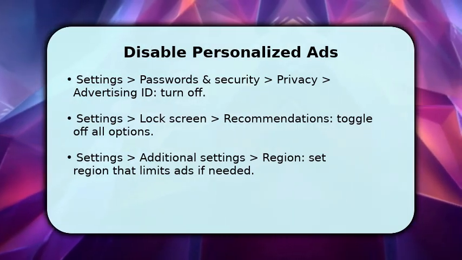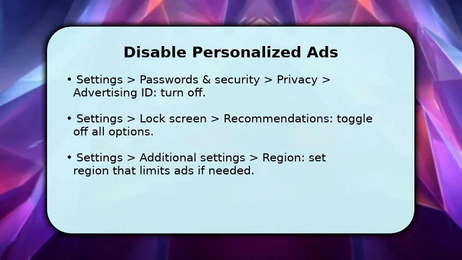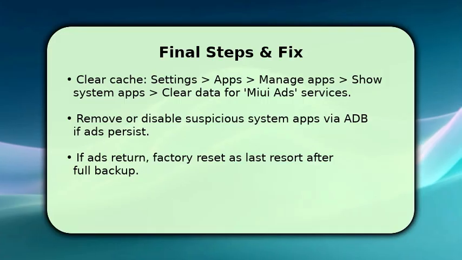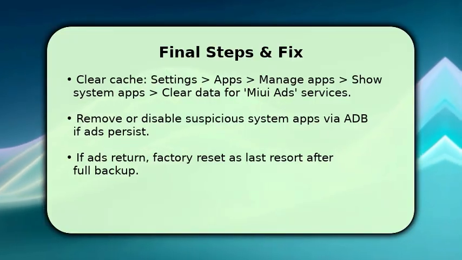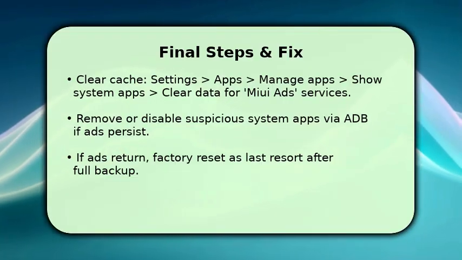Finally, remove residual adverts by clearing cache and data for MIUI ad services. Open Apps, show System Apps, find ad or recommendation services, and clear data. If ads persist, use ADB to disable specific package names. This is more advanced, so follow exact package names and keep USB debugging enabled.